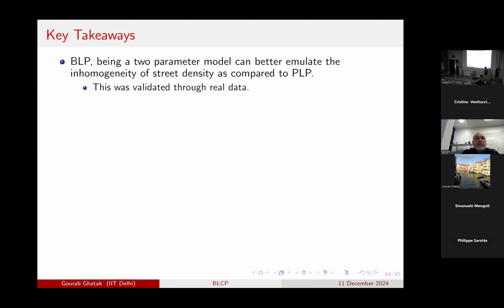The key takeaways are that the BLP that we introduced in the previous talk and rediscussed in this talk, being a two-parameter model, can better emulate the inhomogeneity as compared to the Poisson line process. It was validated through real data. The Kolmogorov distance between the real data, the empirical CDF, and the CDF by the best parameterized BLP was lower than the PLP. Of course, PLP has one parameter and less agility to adapt.